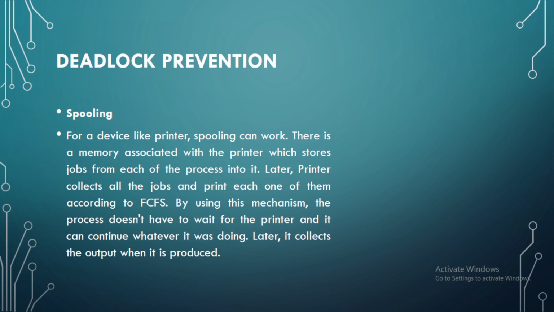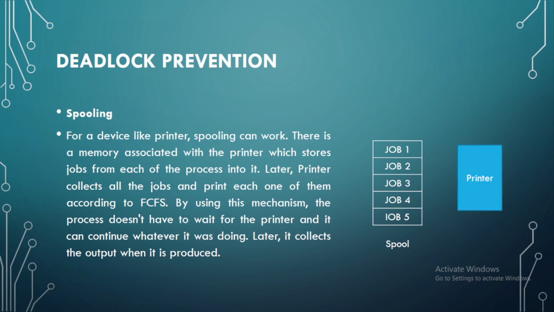There is a memory associated with the printer which stores jobs from each of the processes. Later, the printer collects all the jobs and prints each one of them in a first come, first served manner. By using this mechanism, the process doesn't have to wait for the printer and it can continue whatever it was doing. Later, it collects the output when it is produced.